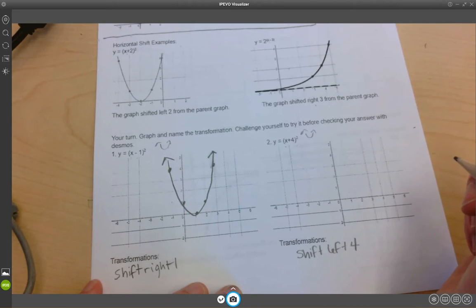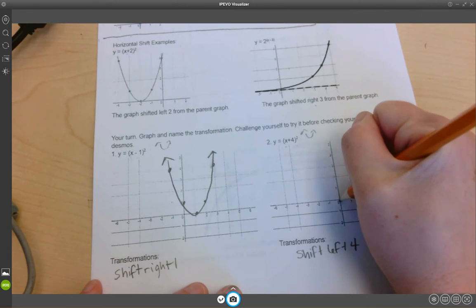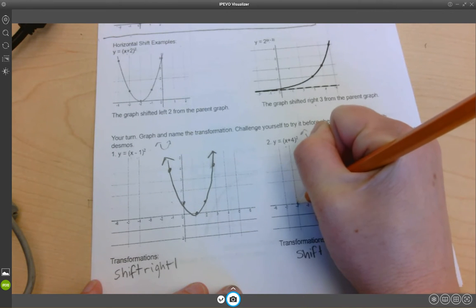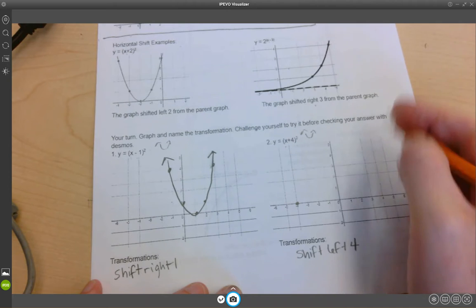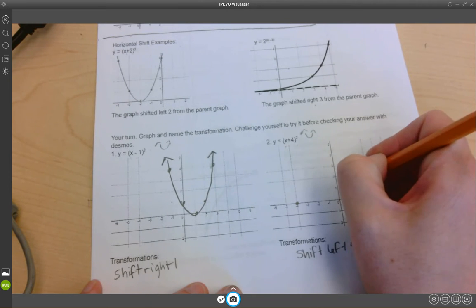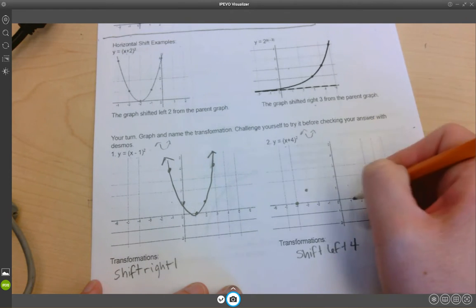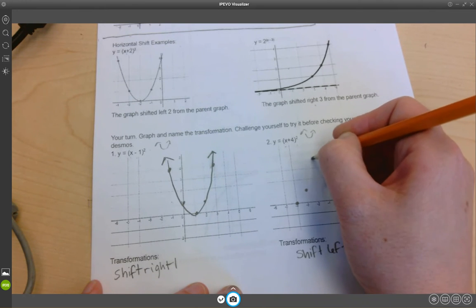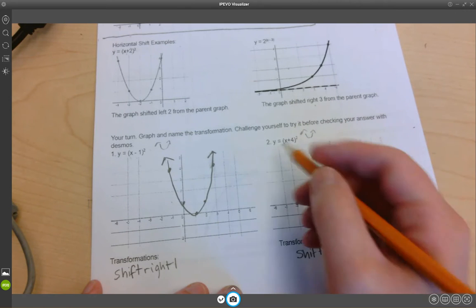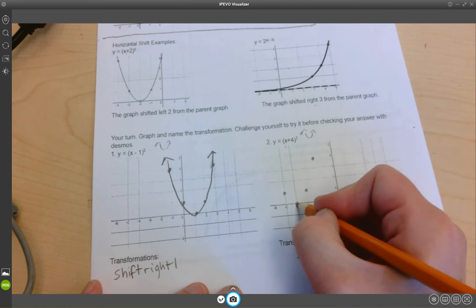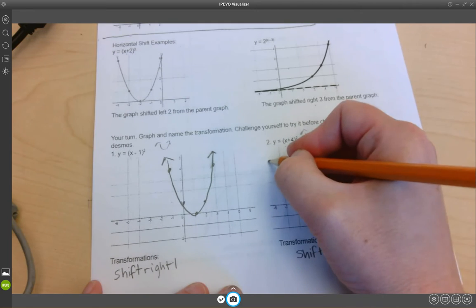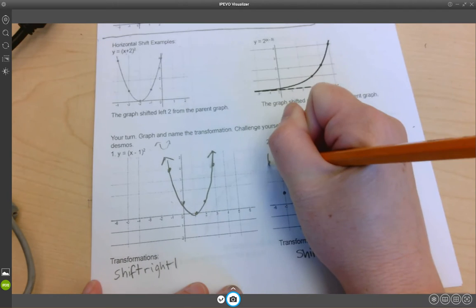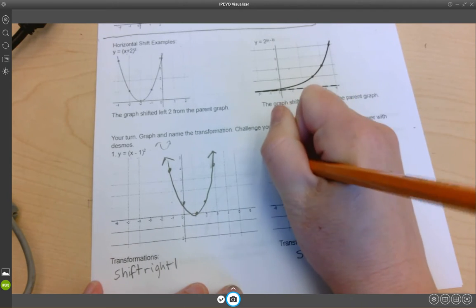All right, this one shifts left 4. So the easiest thing to move is your vertex, because your vertex was at 0, 0, and it's going to shift left 4. And then you had a point at 1, 1, that's going to shift left 4. And you had a point at 2, 4, and that's going to shift left 4. All right, and it's symmetric, so you've got other points on this side as well. If you need to pause the video to give yourself time to graph that, go ahead and do that.